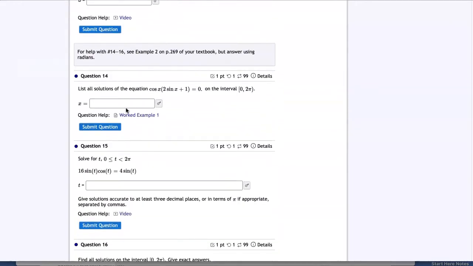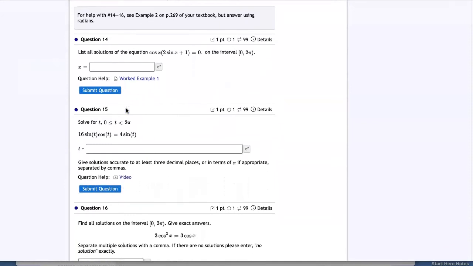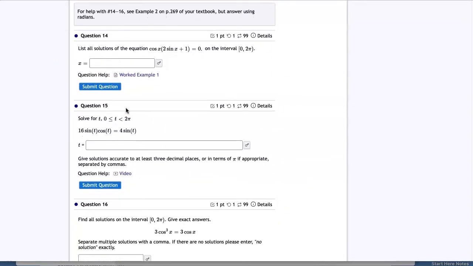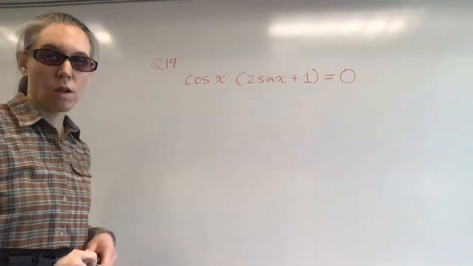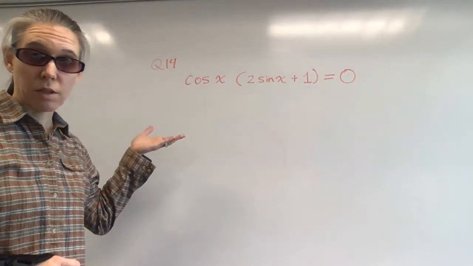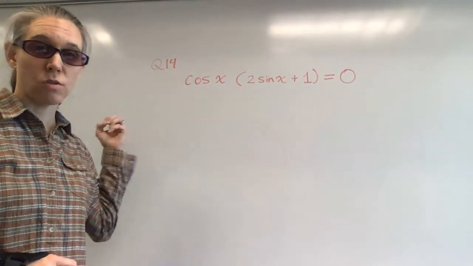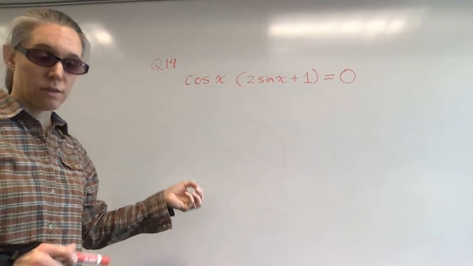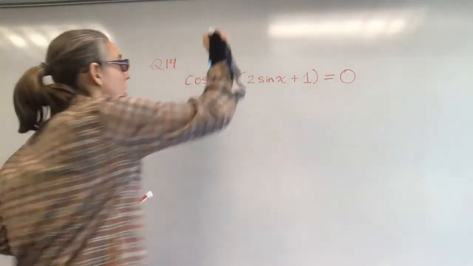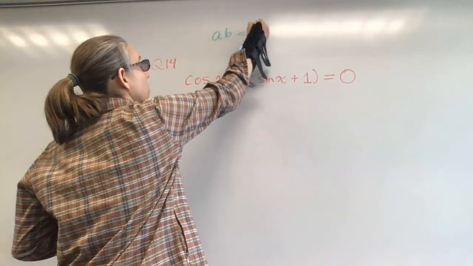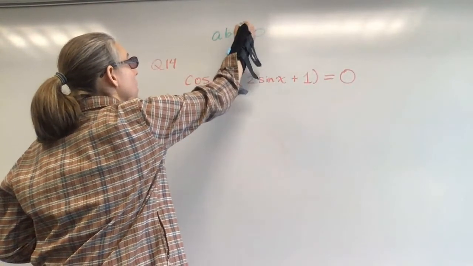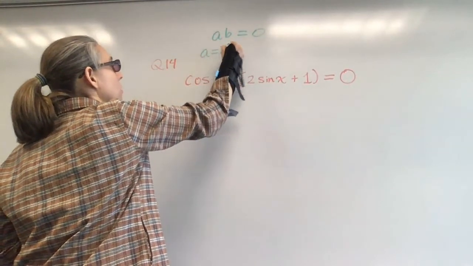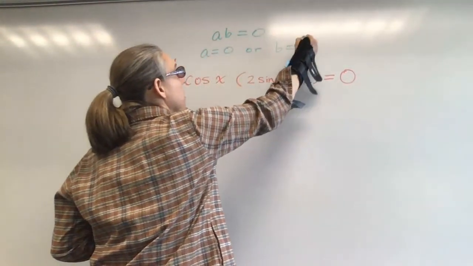Okay, now we're going to move to some algebra here where we're using the zero factor property. So let's do question 14 on the board. Our answers for this problem need to be in radians, and they need to be between 0 and 2 pi. The zero factor property, remember, is that if you have AB equal to 0 in algebra, then either A is equal to 0 or B is equal to 0.